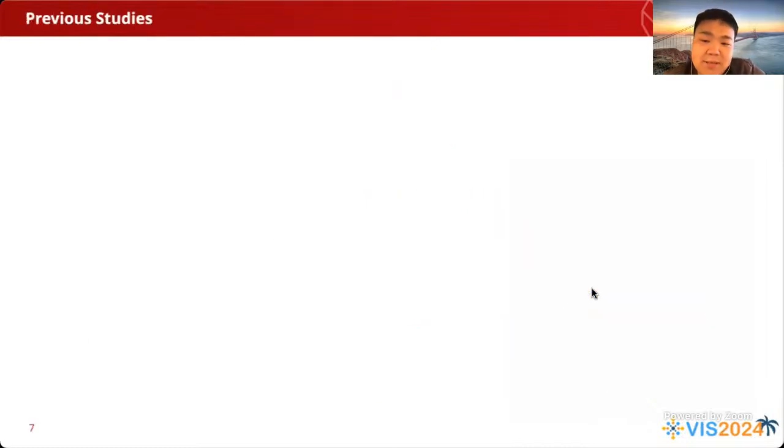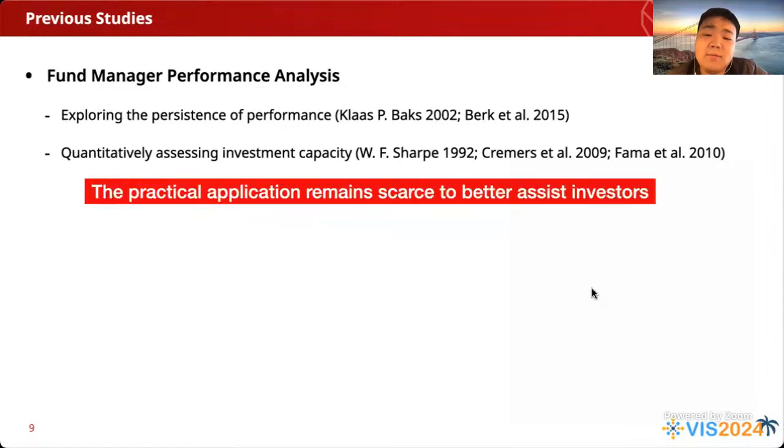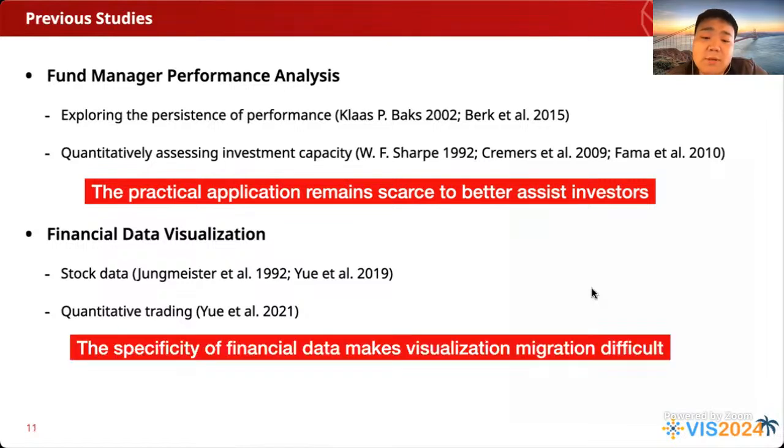There have been some relevant studies in the past. In the field of economics, some researchers analyzed fund managers' performance, like their persistence or quantitative metrics. While the theoretical studies are comprehensive, their practical application remains scarce in helping investors. In the field of visualization, similar studies on financial data primarily focus on stocks or quantitative trading, with little research dedicated to fund managers or funds. Due to the task-specific nature of financial data, it's hard to directly apply visualizations from other scenarios into our context. That's why we are proposing a new VIS system designed especially with fund managers in mind.